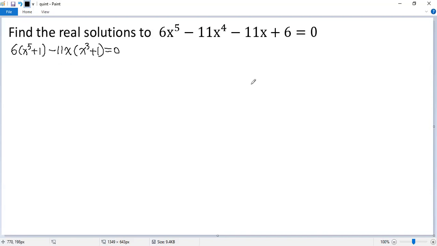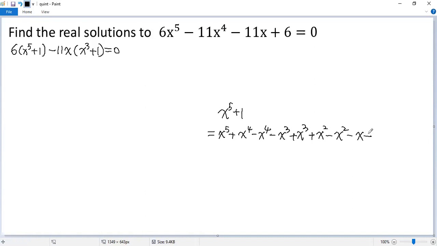Let's factor this one, x to the power 5 plus 1. We know negative 1 is a zero of it, so x plus 1 should be a factor of it. So we write that as x to the power 5 plus x to the power 4, and then minus x to the power 4, we add a 0. And then minus x cubed plus x cubed, another 0. Plus x squared minus x squared, plus another 0. And then minus x plus x, finally plus 1.